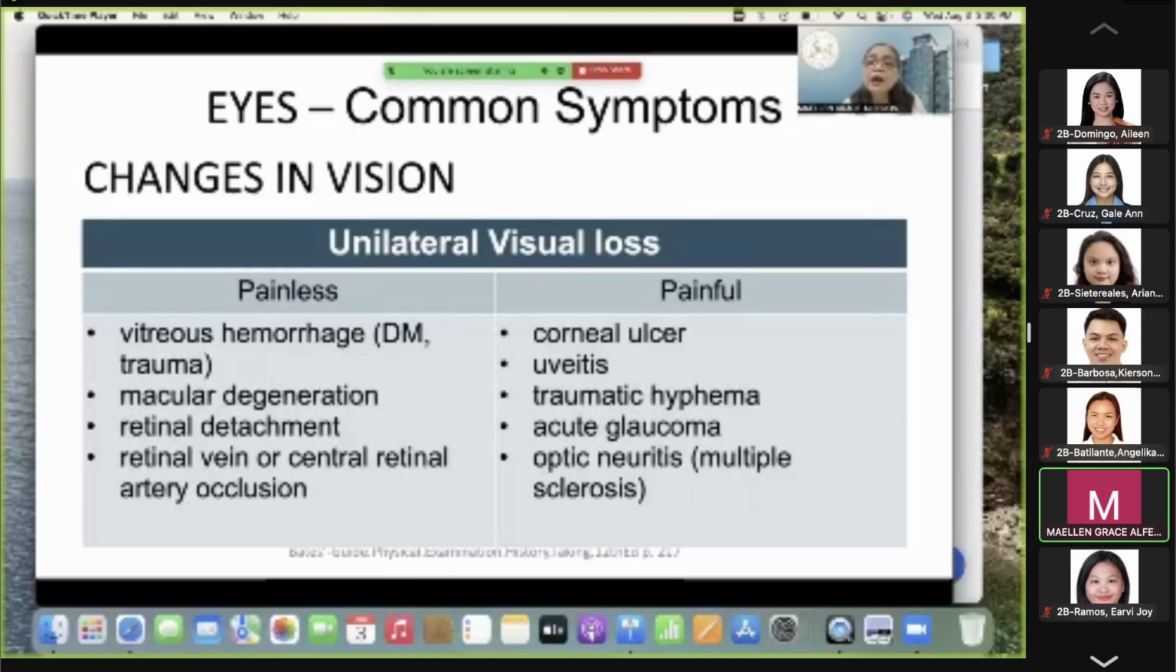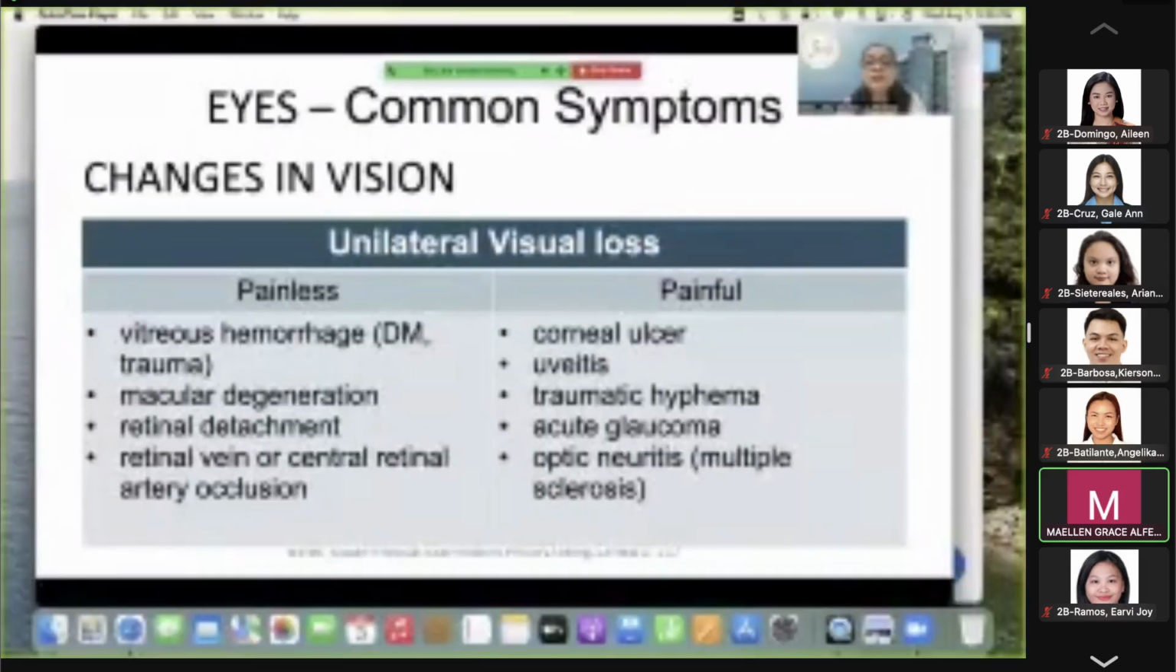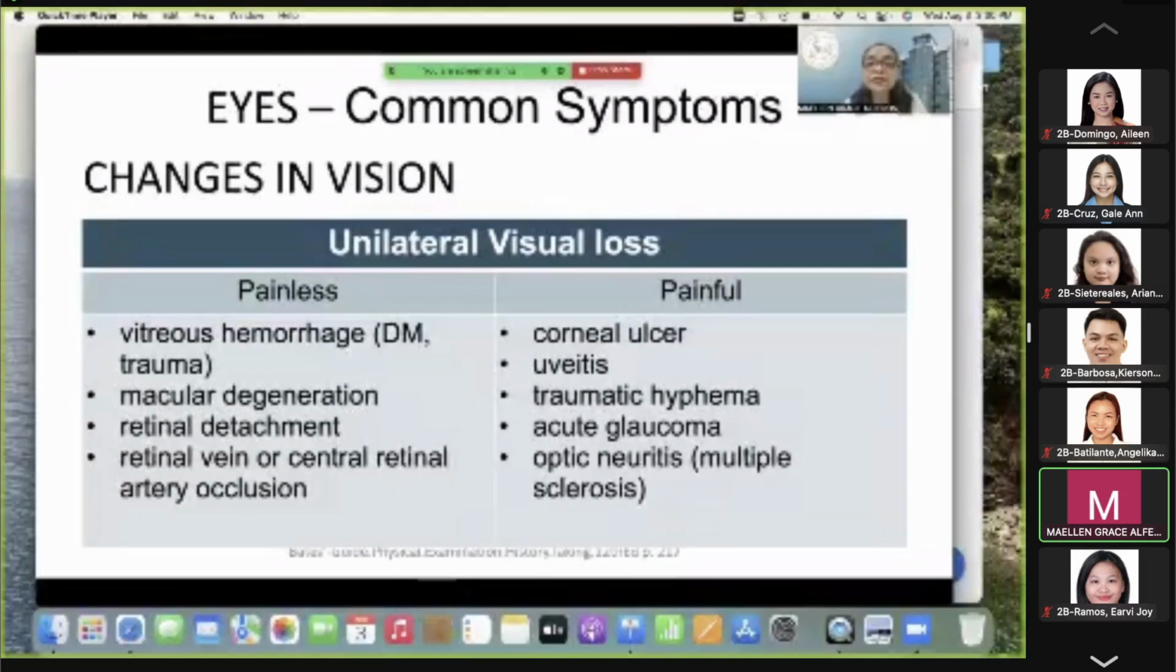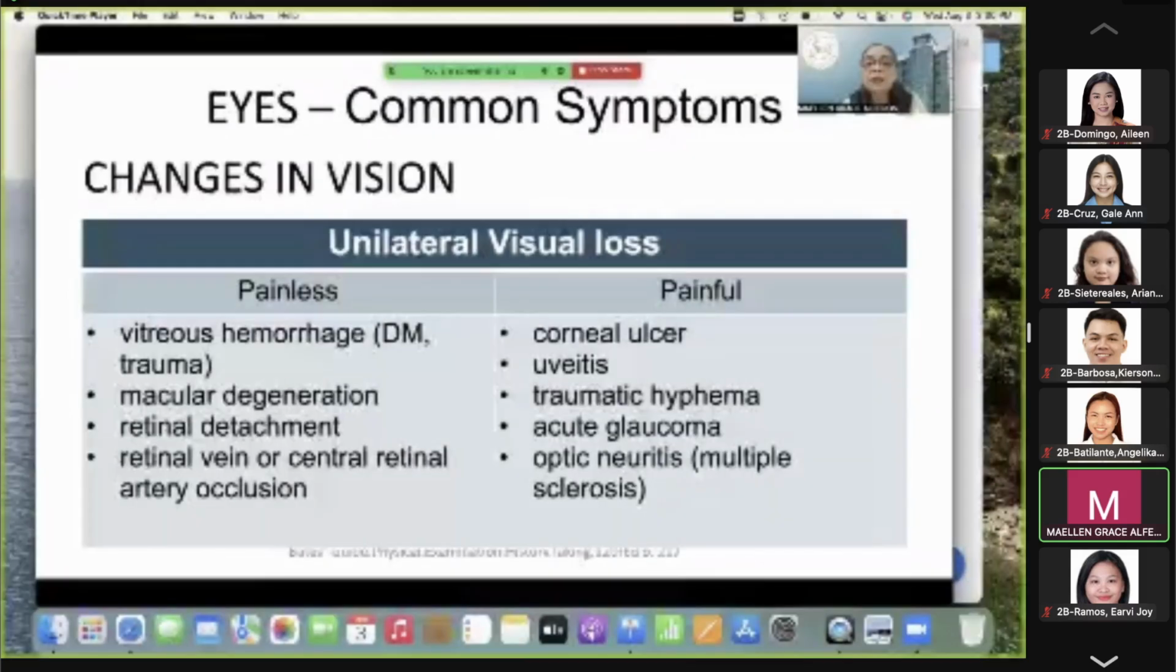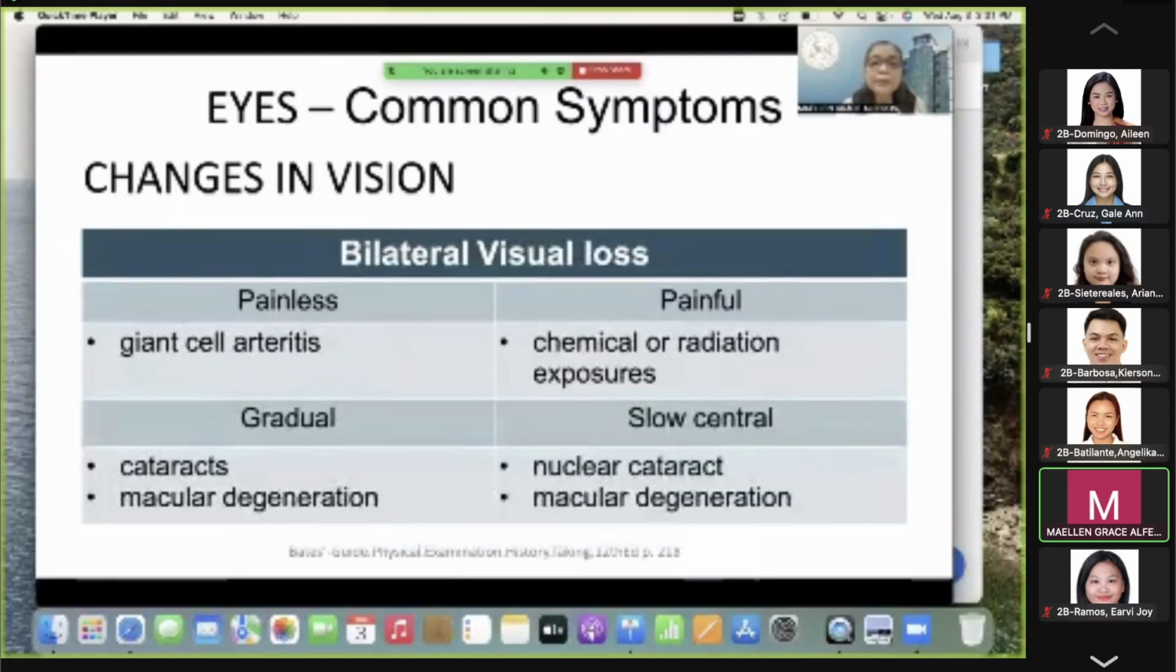Now for painful unilateral visual loss, usually it is due to a corneal ulcer, uveitis, a traumatic hyphema, acute glaucoma, and optic neuritis, which is usually a presentation of multiple sclerosis. Now, bilateral visual loss can also be either painless or painful. Bilateral visual loss that is painless is usually seen in giant cell arteritis, and painful bilateral visual loss is usually due to exposure to chemicals or radiation.